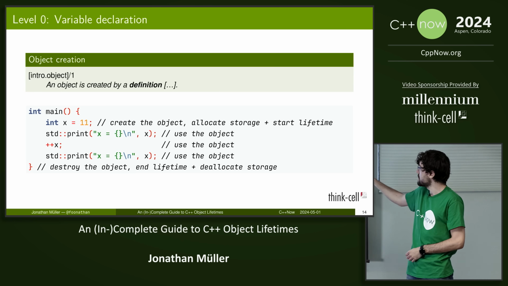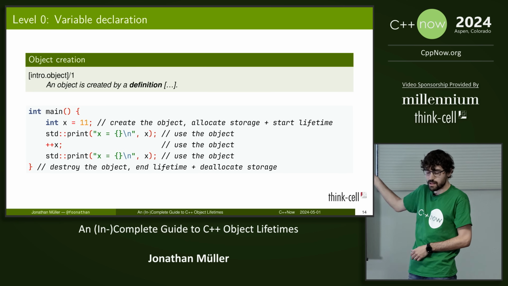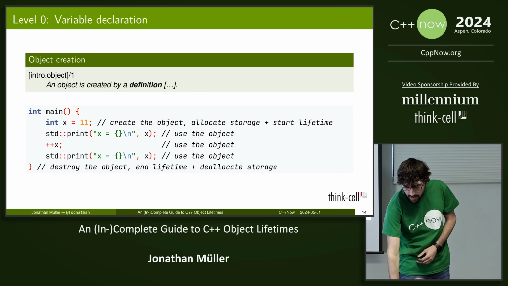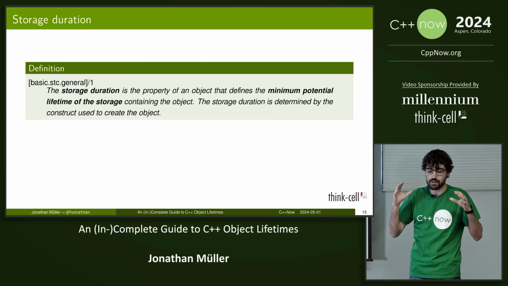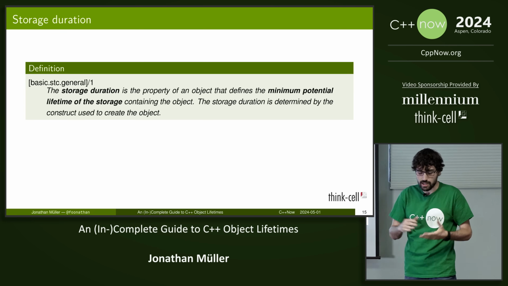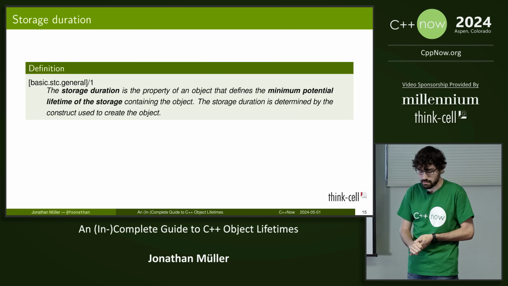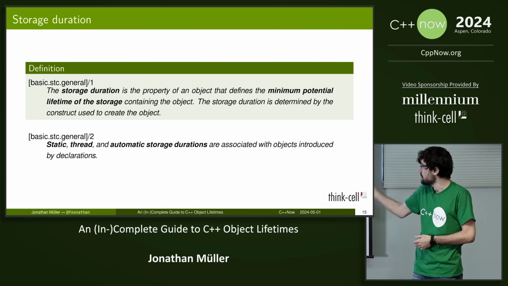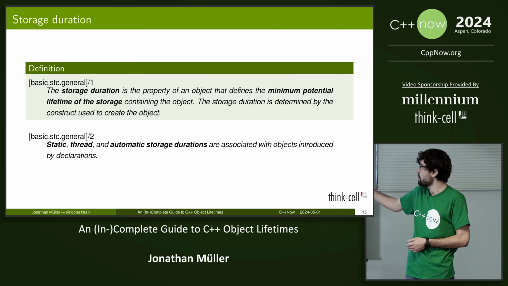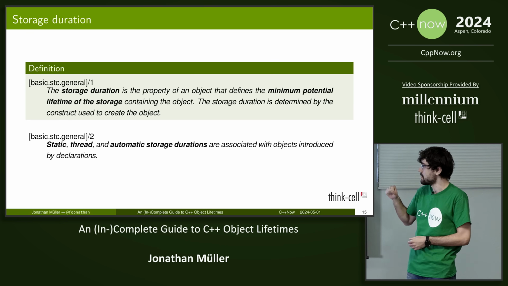So let's look at the rules and when exactly we allocate the storage and the lifetime and so on in more detail. And for that, we first need to look at storage duration. So the storage duration is the property of an object that defines the minimum potential lifetime containing the object. And it depends on how we created that object. So for this level, we only care about static, thread and automatic storage duration because that's the one of declarations.